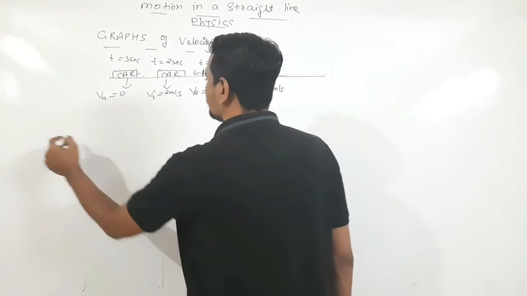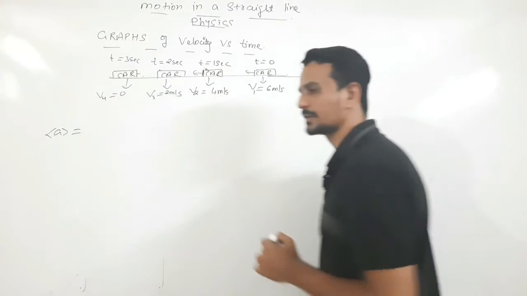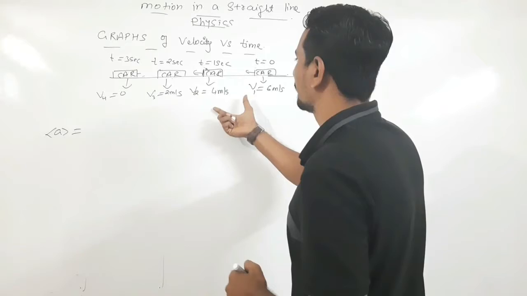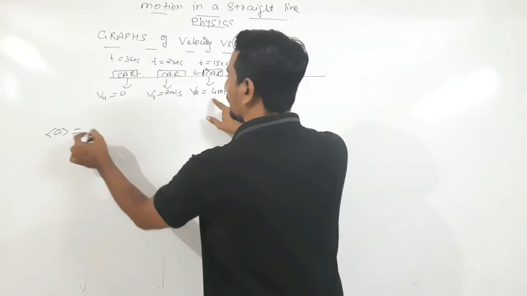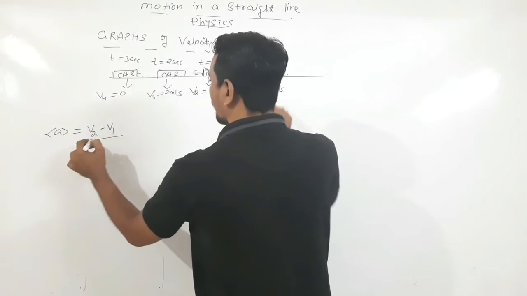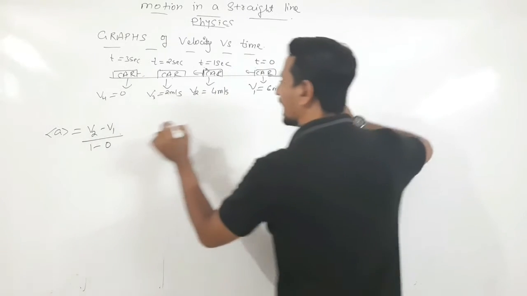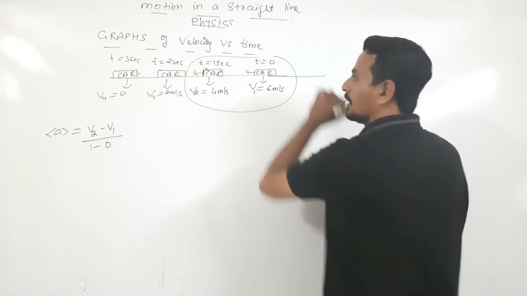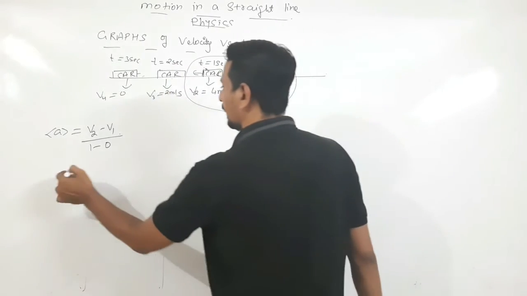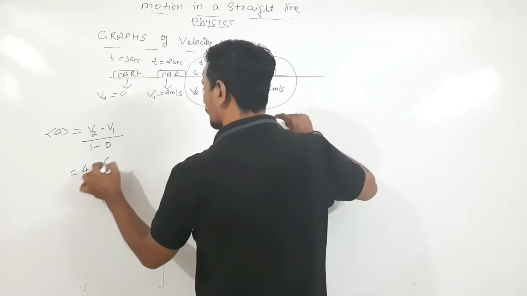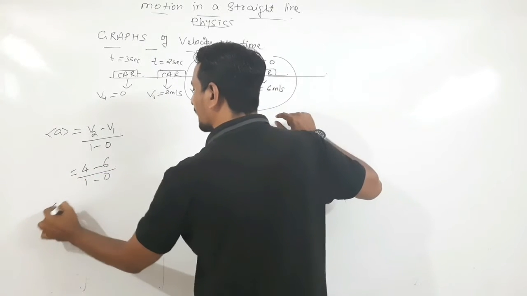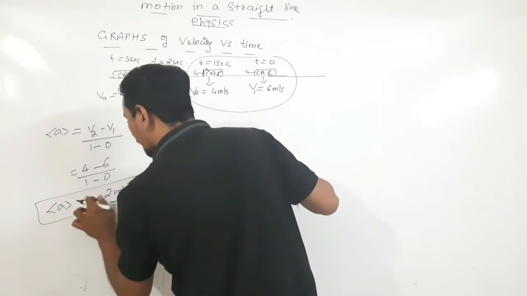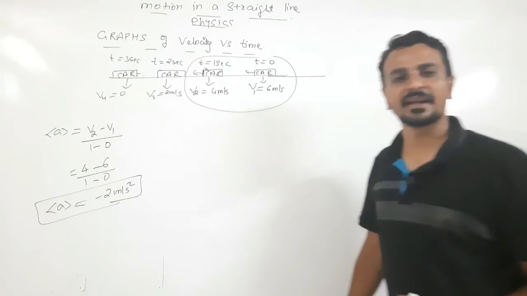So for this, if we calculate average acceleration for any time interval, let us calculate between 0 to 1 second. So for 0 to 1 second, final velocity minus initial velocity upon time, 1 minus 0. We are calculating acceleration from 0 to 1 second, that is this portion. Clear? So the final velocity of the car is 4, initial is 6, and the time interval is 1. So average acceleration is minus 2 meter per second square. The minus sign represents that it is performing retarding motion.